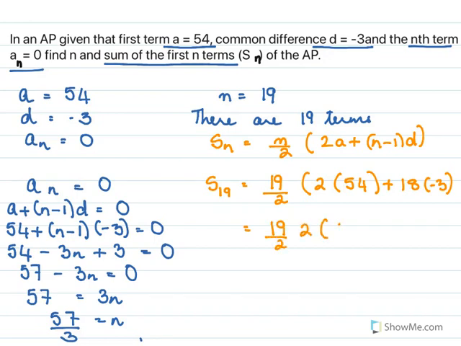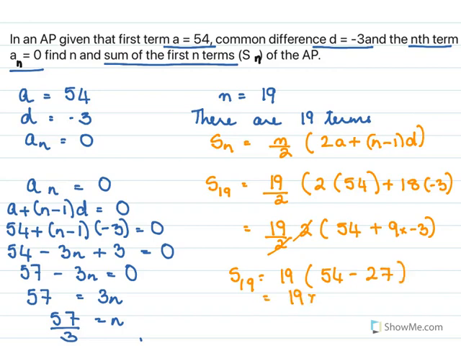So 19 by 2. I will take 2 common out. What remains here is 54 plus 9 into minus 3. This 2 will cancel. S19 equals 19 into (54 minus 27). 54 minus 27 is 27. So 19 into 27, which is 513. S19 is 513.